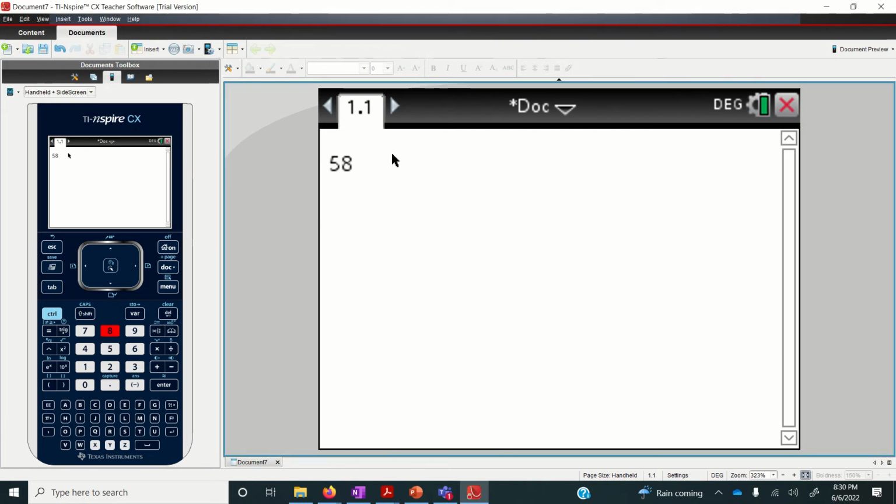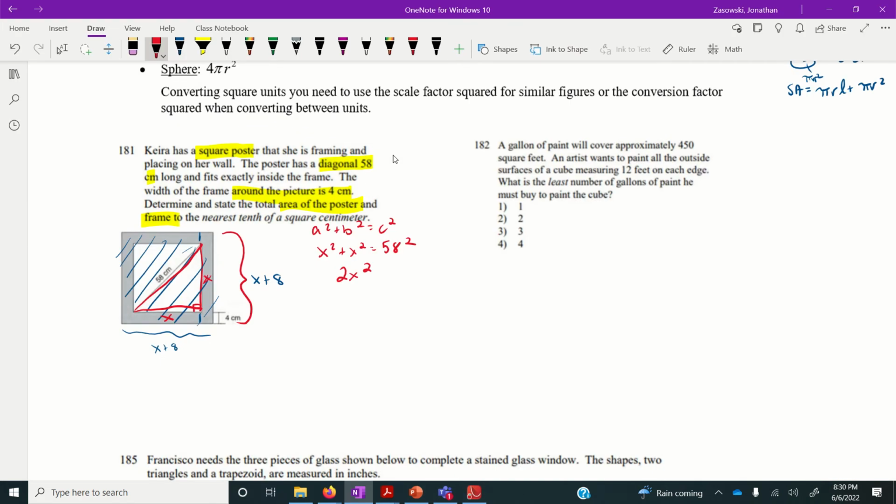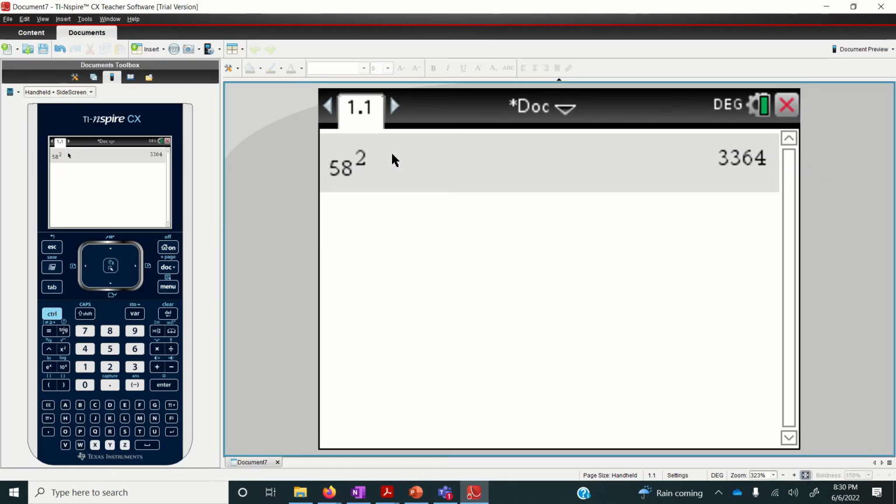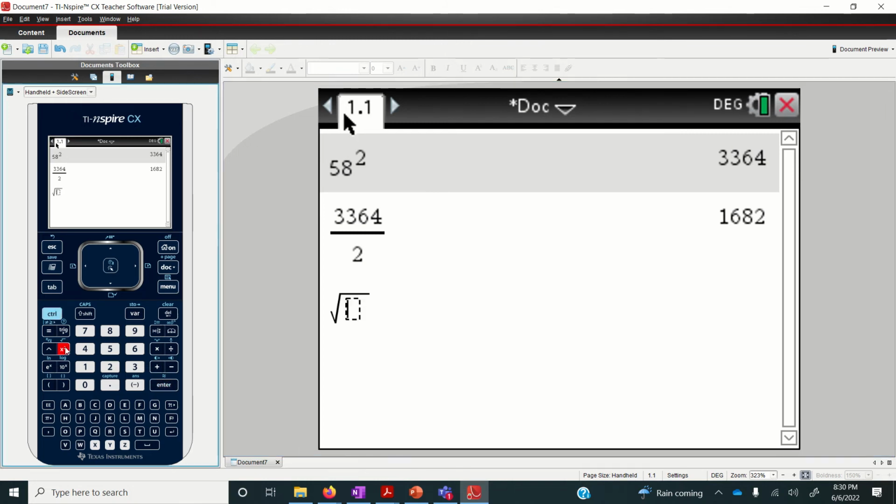Okay, 58 squared, and then 3,364. And then we're not going to square it yet because we don't have the squared term by itself. So we need to get rid of this 2 in front because it's not being squared. So x squared is going to equal, what do we get when we divide this by 2? Which is 1,682. And then we're going to take the square root of that answer.